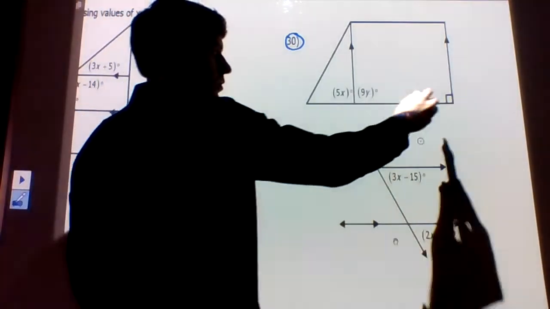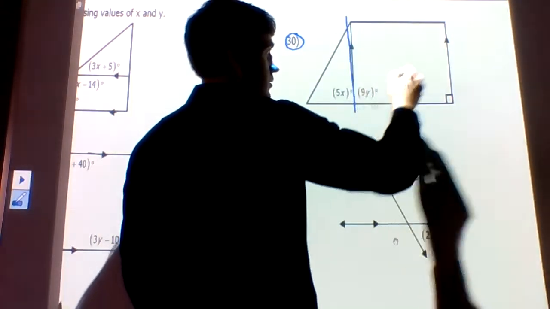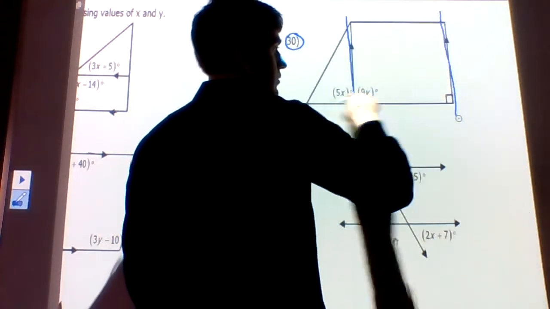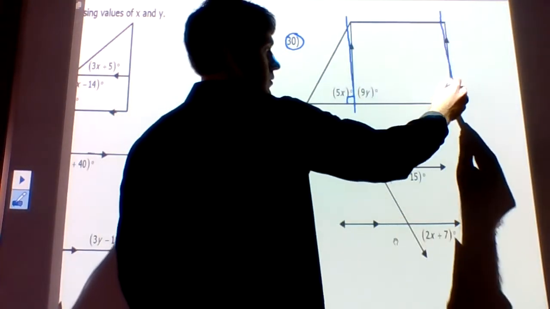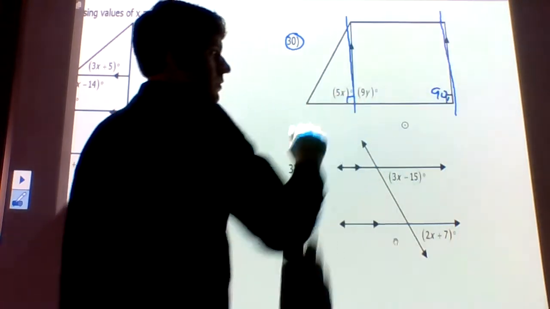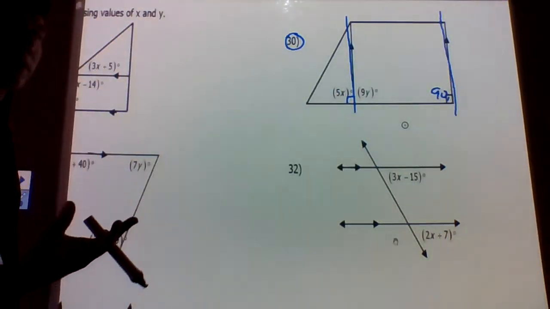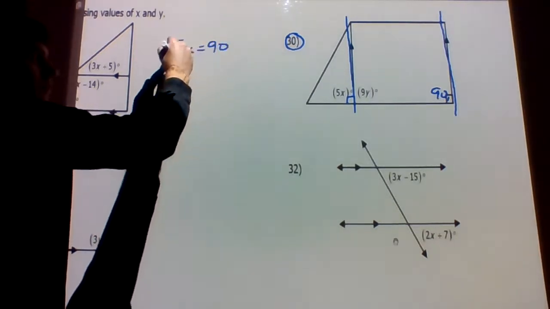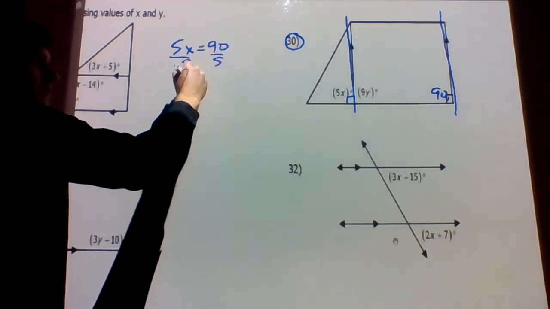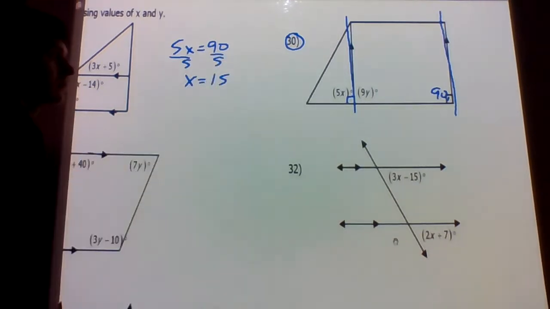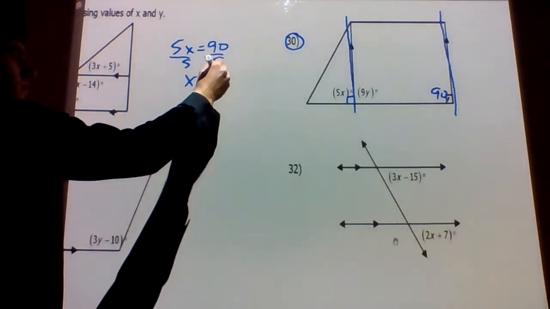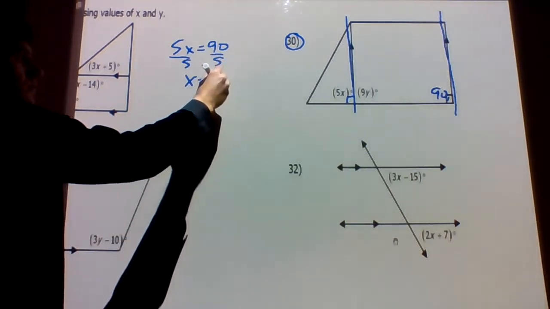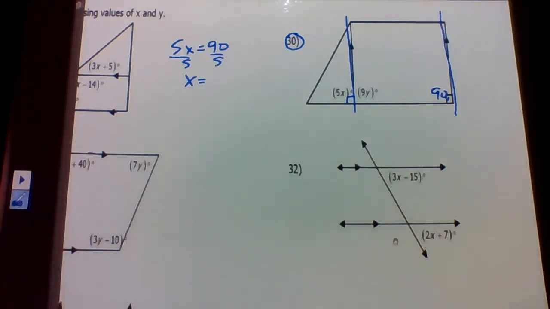These lines are parallel. Okay, these two angles are corresponding angles, so that means this one is 90 as well. So corresponding angles are congruent if the lines are parallel, so it's going to be 5x equals 90. Divided by 5 means x is going to be equal to 15. I'm sorry, x is going to be equal to 18.